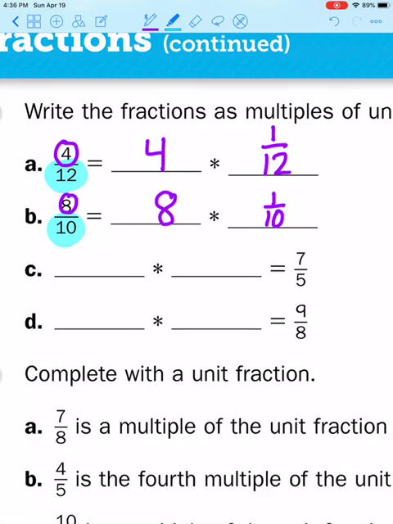Okay. I see that my denominator is in fifths, so 1/5 is the unit fraction. And then what times 1/5 would give me 7/5? 7 times 1/5 would give me 7/5. Okay, last one, D, 9/8. So I know my unit fraction is 1/8, and I have to multiply 9 times 1/8 to get 9/8.